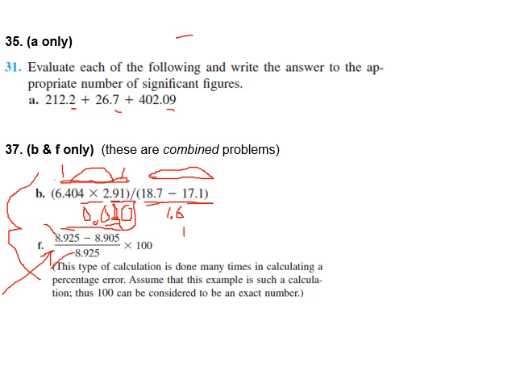So if you do it that way, then at the very end, you take all the digits you have in your calculator and round back to the number of sig figs that's the lowest number in all of the numbers that you started with, which in this case, if you're just multiplying the 6.404 times 2.91, would be 3 because 2.91 has 3.